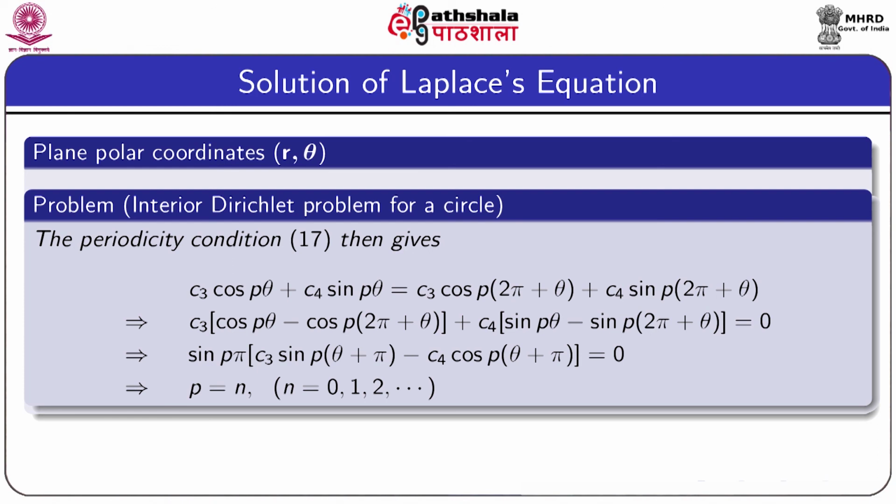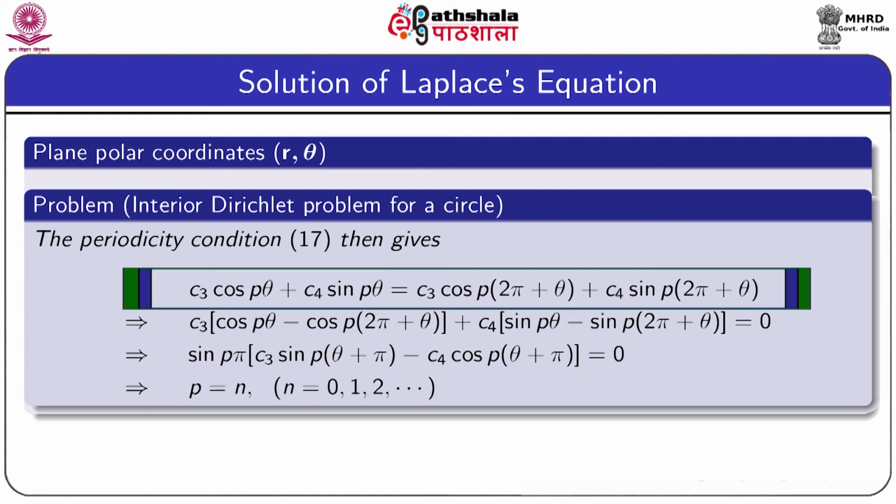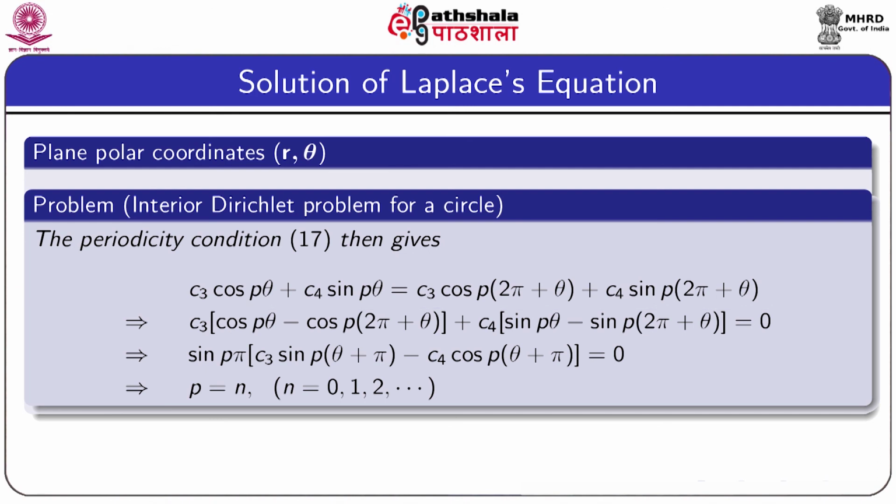So, if we apply the periodicity condition in equation 16, it gives C3 cos p theta plus C4 sin p theta equal to C3 cos p(2 pi plus theta) plus C4 sin p(2 pi plus theta). So, after simplification, we get the values of p equal to n, where n is 0, 1, 2, 3, that means all positive integer values and 0.